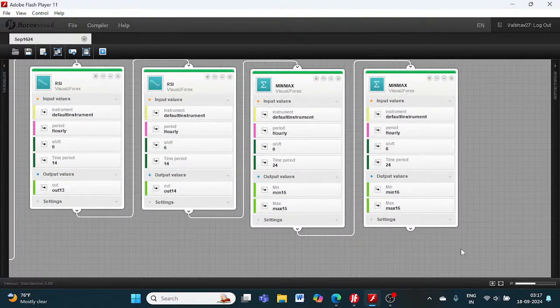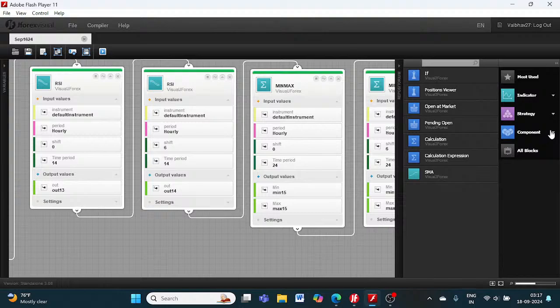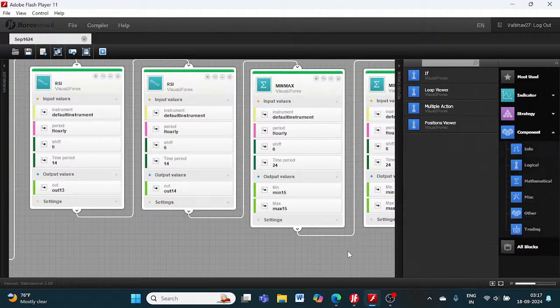Now let me add the multiple action block, the logical block of multiple action.